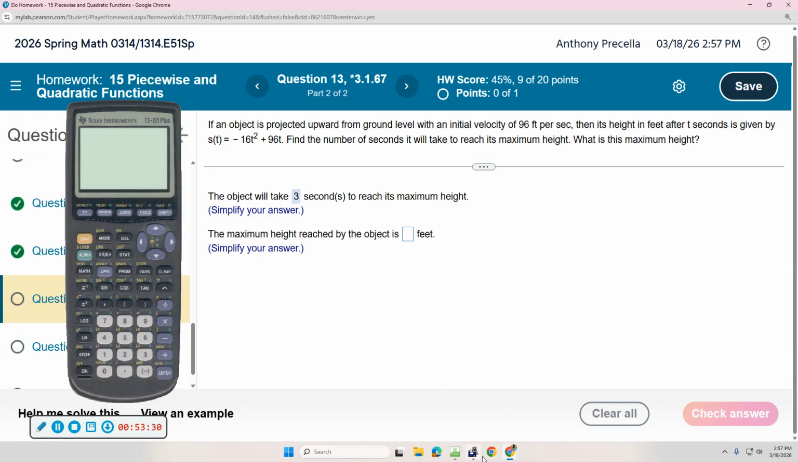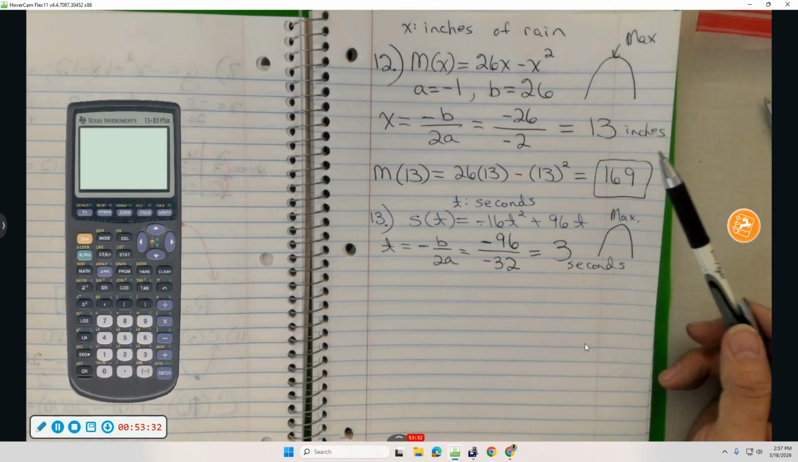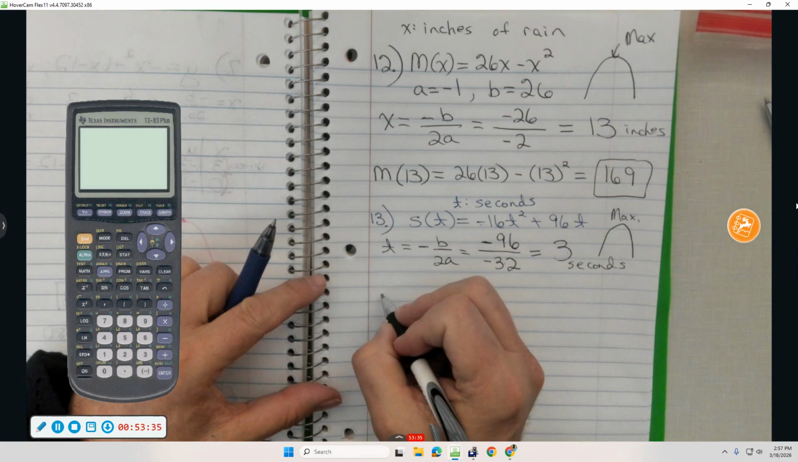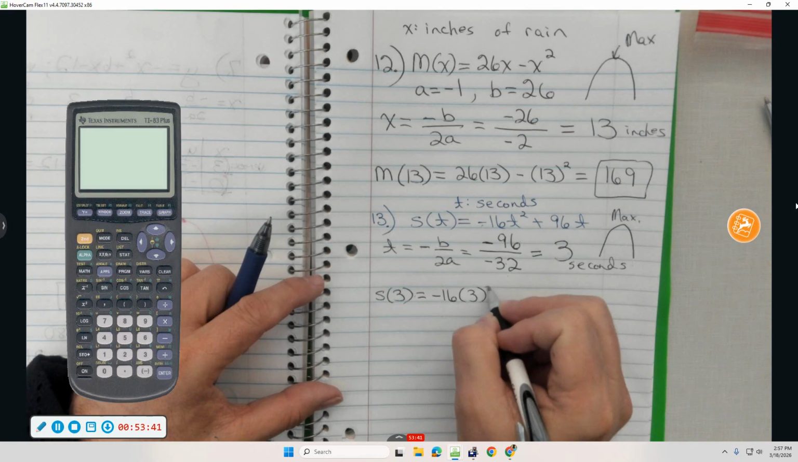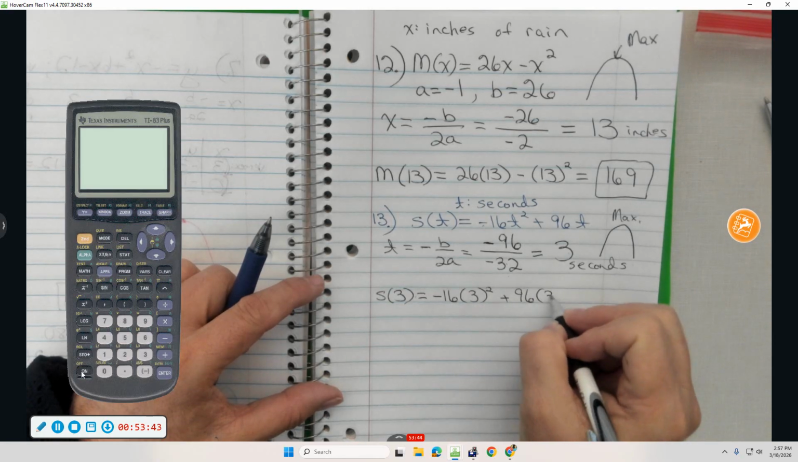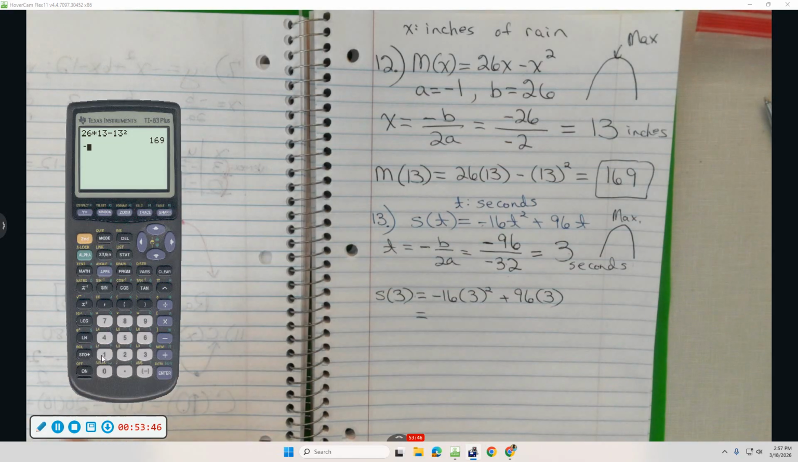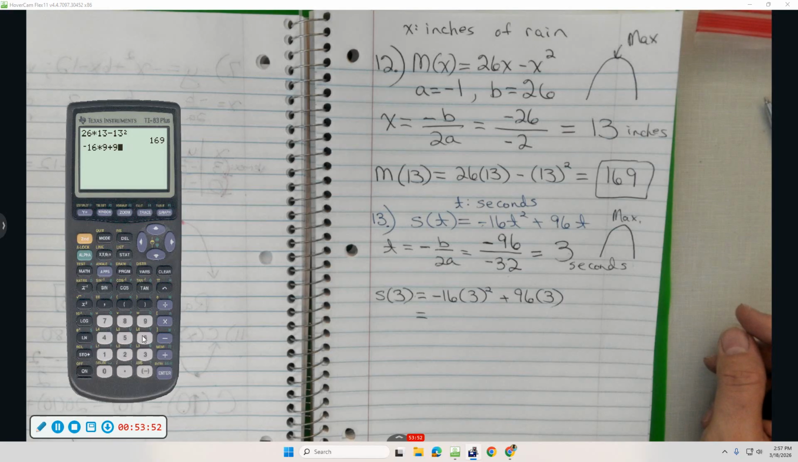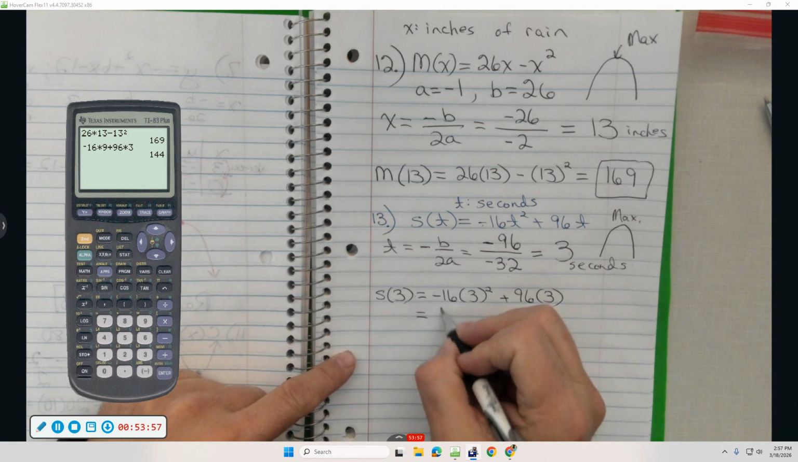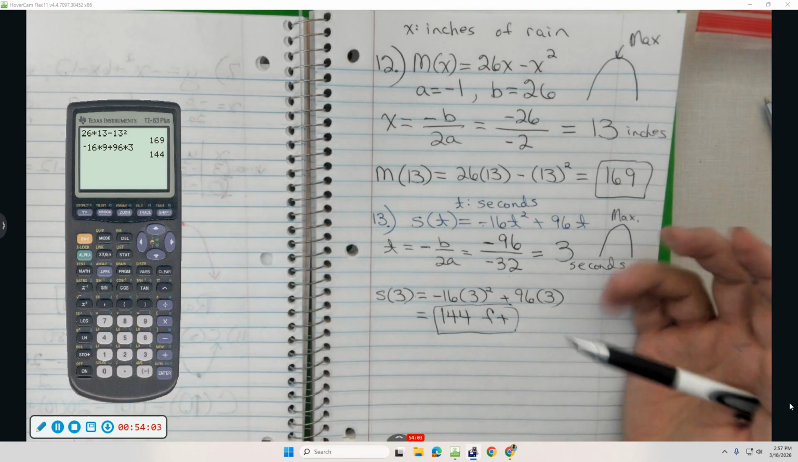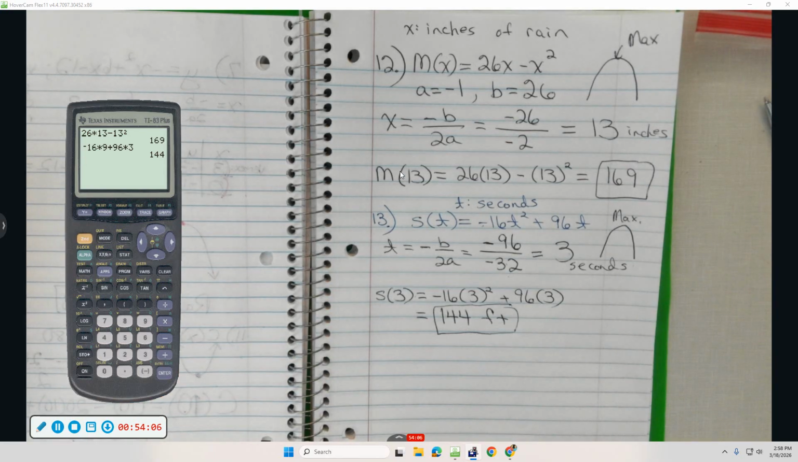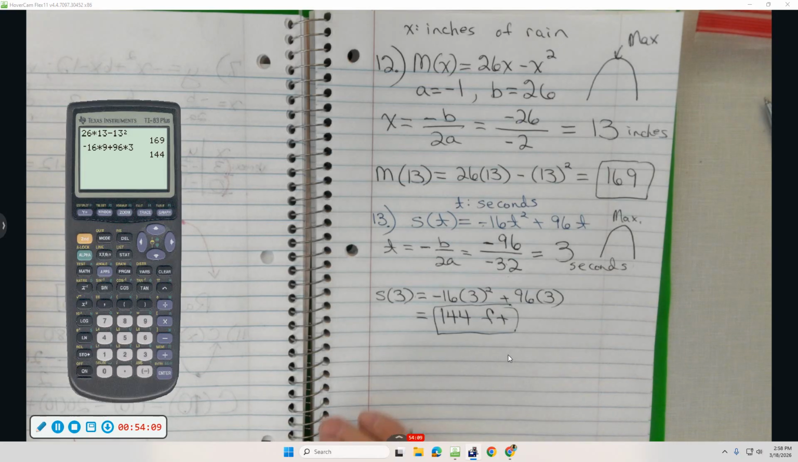Switch back to my paper. Now what do we do to find that maximum height? Plug it in. The height after 3 seconds is negative 16 times 3 squared plus 96 times 3. And Tony, you have your calculator going? Negative 16 times 3 squared is 9 plus 96 times 3... 144. 144 feet. So this object went up for 3 seconds. It reached a height of 144 feet, then it fell back to Earth.